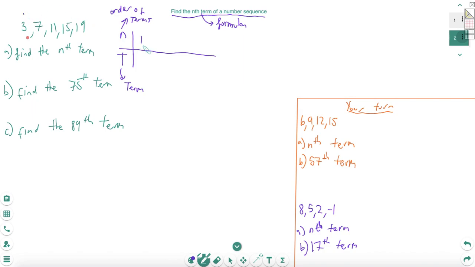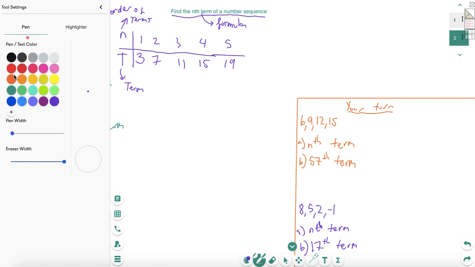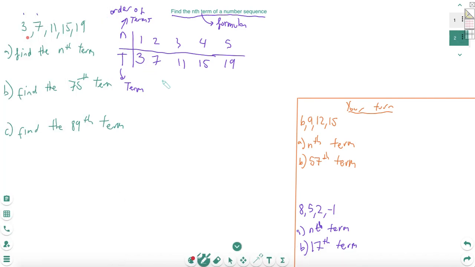The first term is 3. The second term is 7. The third term is 11. The fourth term is 15. And the fifth term is 19. What we're going to do first, guys, is find the term-to-term sequence. Step 1: the term-to-term sequence.